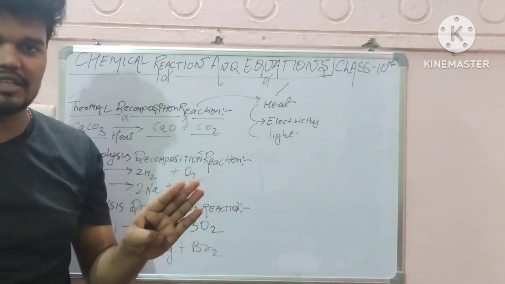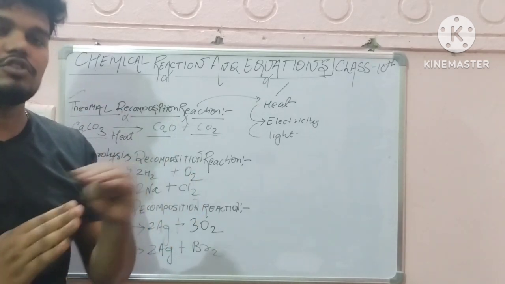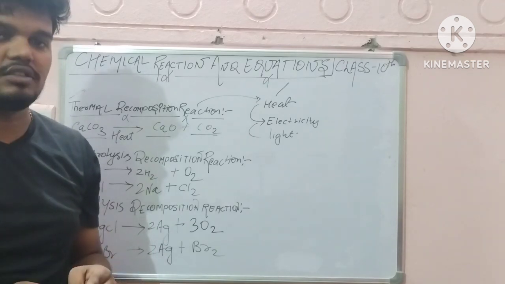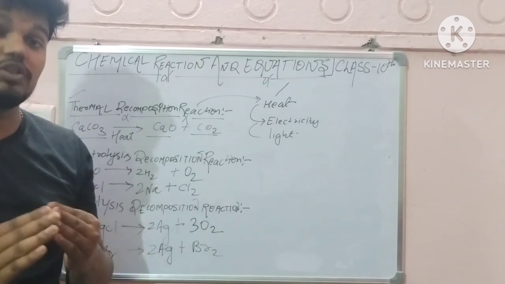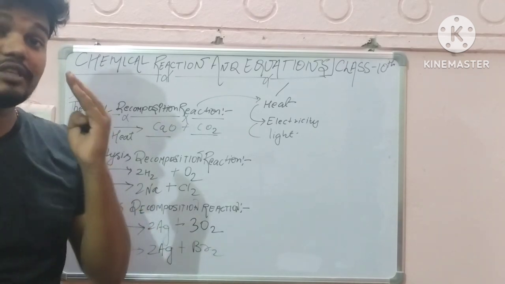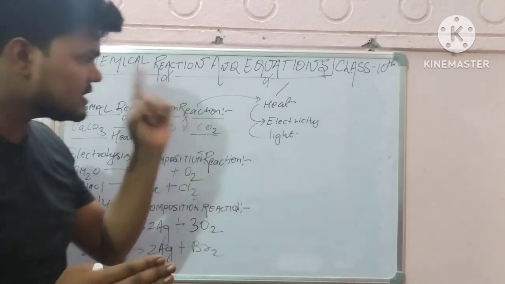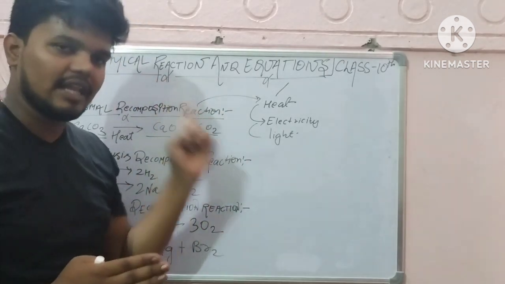When you do not give any energy, the substance does not break. So for the breaking down of any substance, you need to provide energy. That energy you have to provide in three forms. What are these three forms? These are heat, electricity and light.